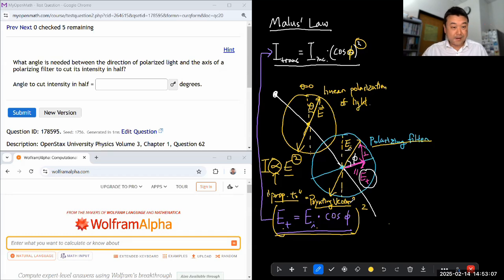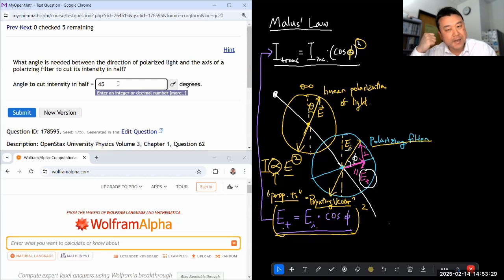So with that, let's finish these three easy questions. The first question asks, what angle is needed between the direction of polarized light and the axis of a polarizing filter to cut its intensity in half? If you know some trigonometric facts, this is easy. 45 degrees.